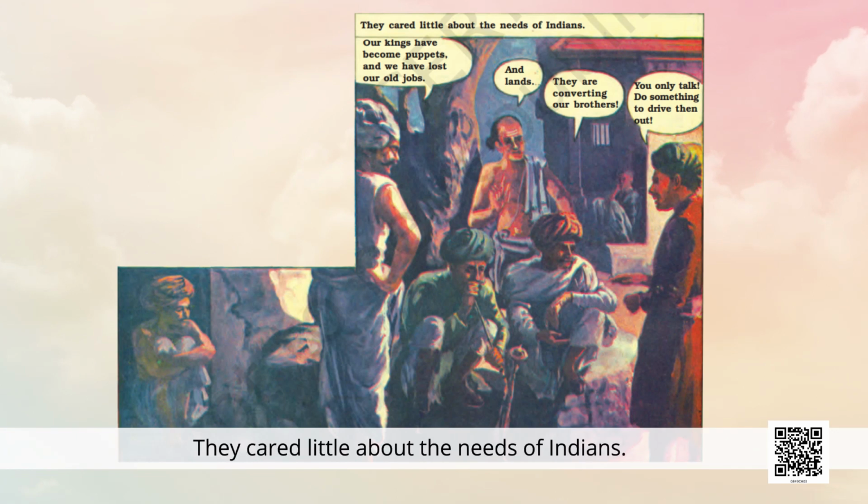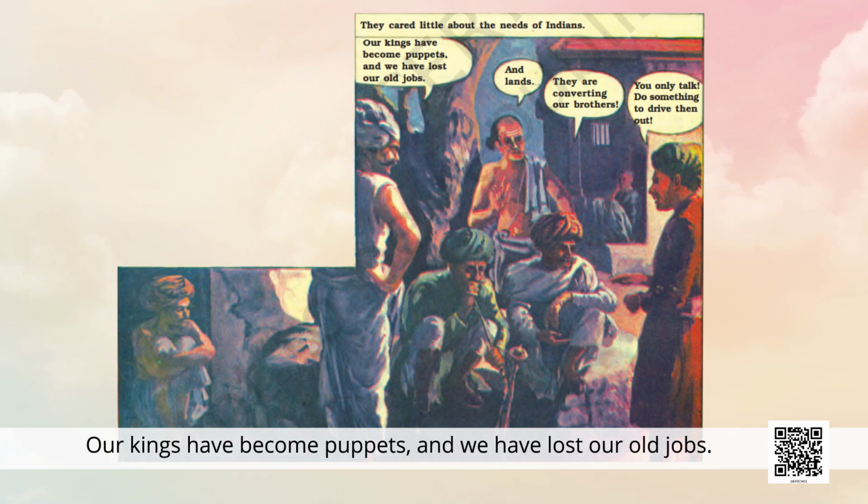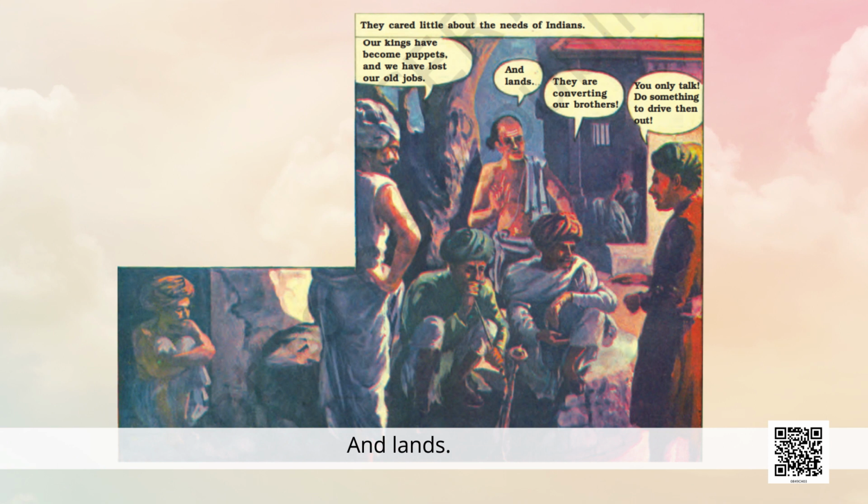They cared little about the Indians, and the common folk are discussing their own plight. So in this picture we see one of the common men saying, our kings have become puppets and we have lost our old jobs. The other one says, and lands. This, children, you're already aware of, that the farmers lost their lands due to the heavy taxes, due to the fact that whatever they grew got them no kind of profit. They could not survive on those lands.